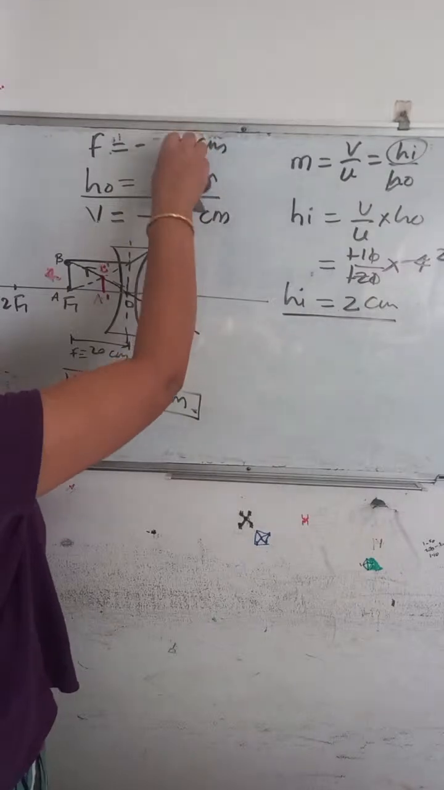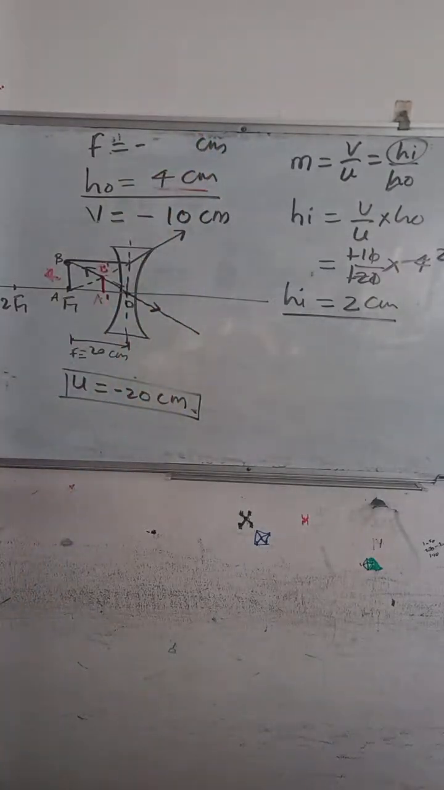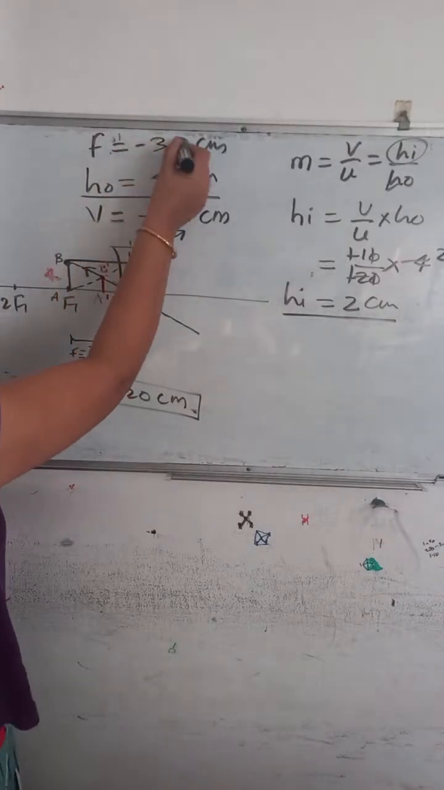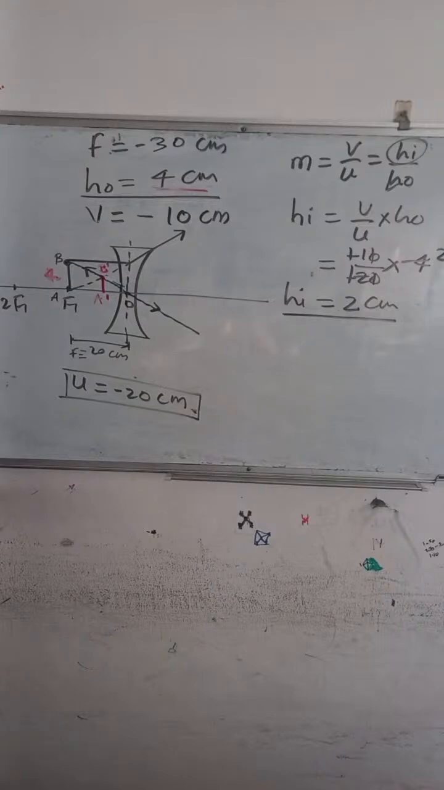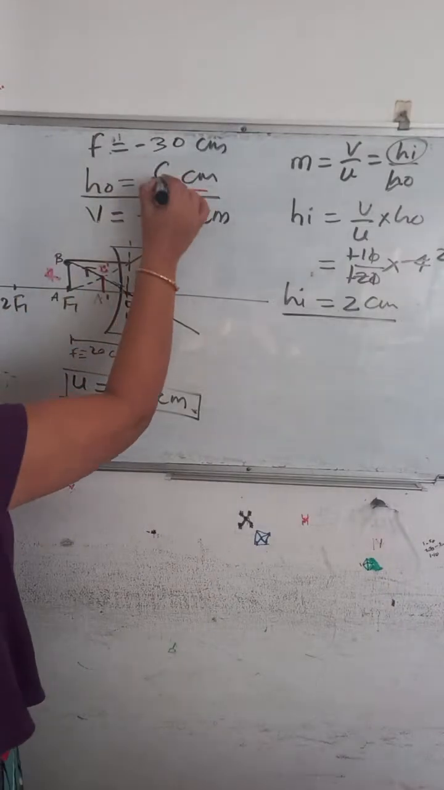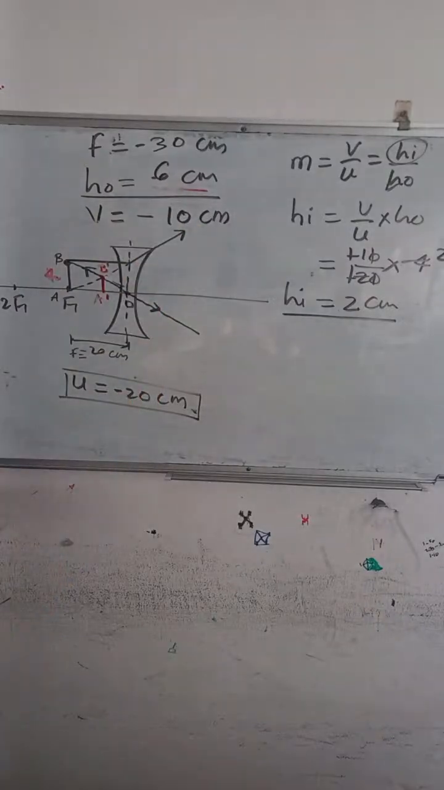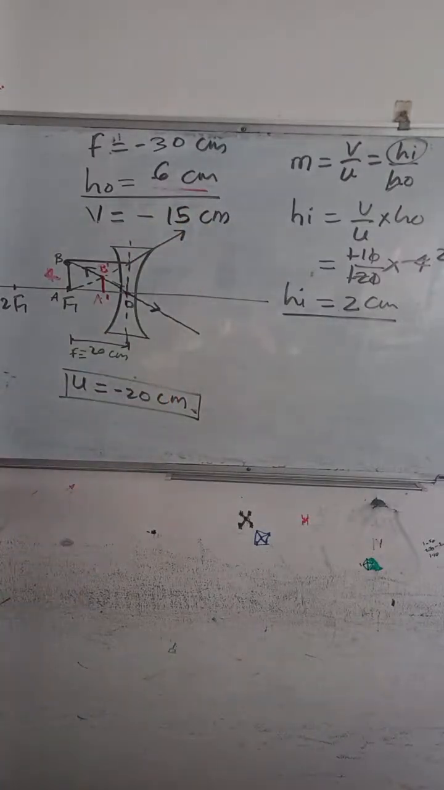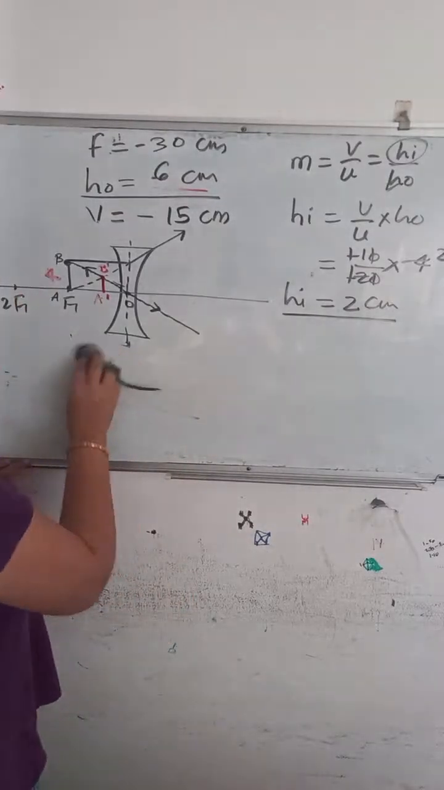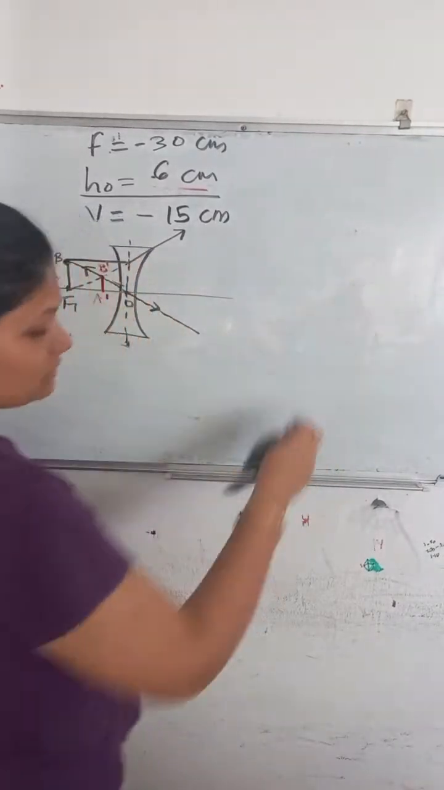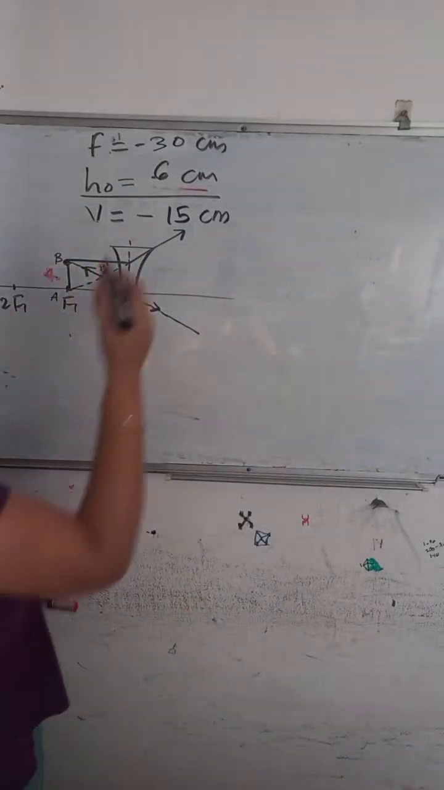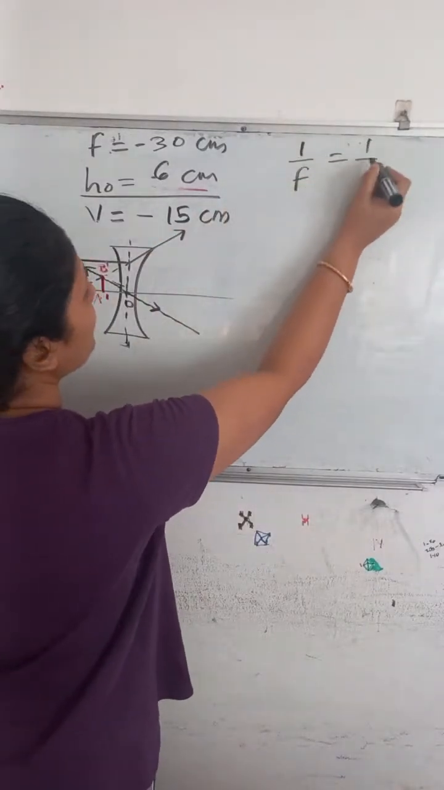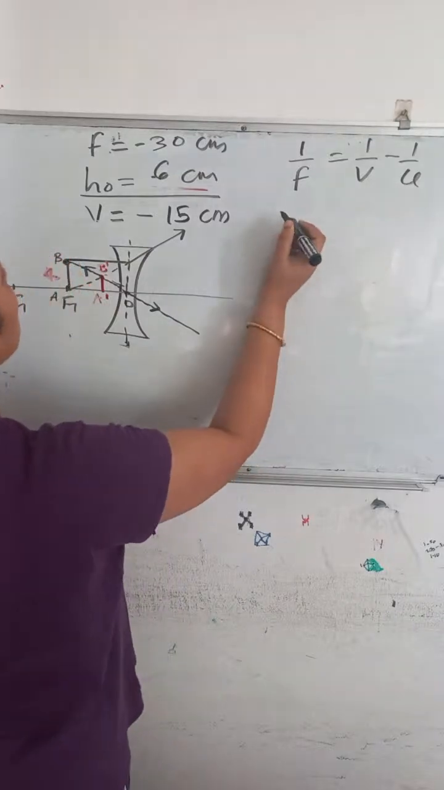So here focal length in this case is given, minus 30. Height of the object is given 6 centimeter. Then V, in this case it is given minus 15 centimeter, and we have to find out U. So use lens formula. What is our lens formula? Always write the formula first and then rearrange. Here we have to find out U.